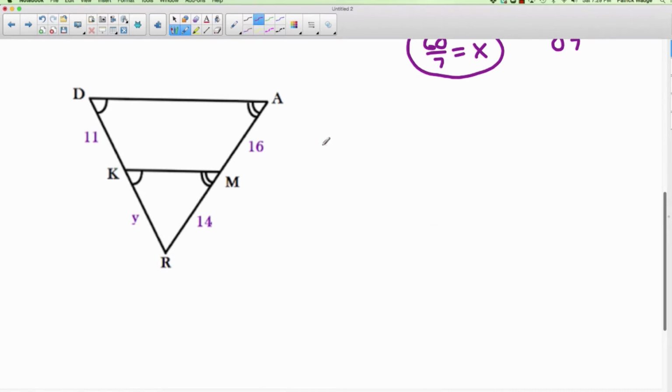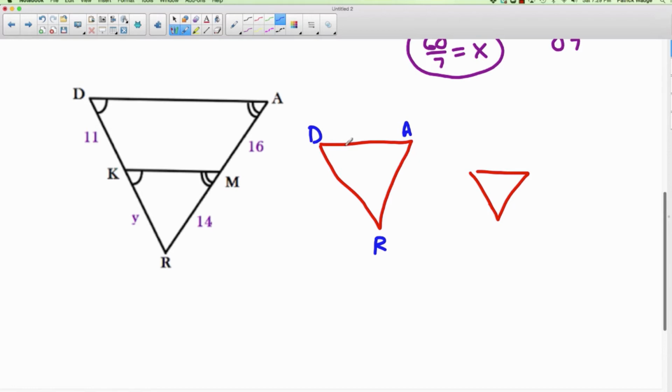We've got 2 triangles again, so I'm going to draw my 2 triangles. Oh, sorry, it's horrible, but it really doesn't matter. So the big one here is DAR, and the small one here is KMR. All right, let's label what we know. In the small one, again, I'm going to start with the small one. I have from K to R is y, and from R to M is 14.